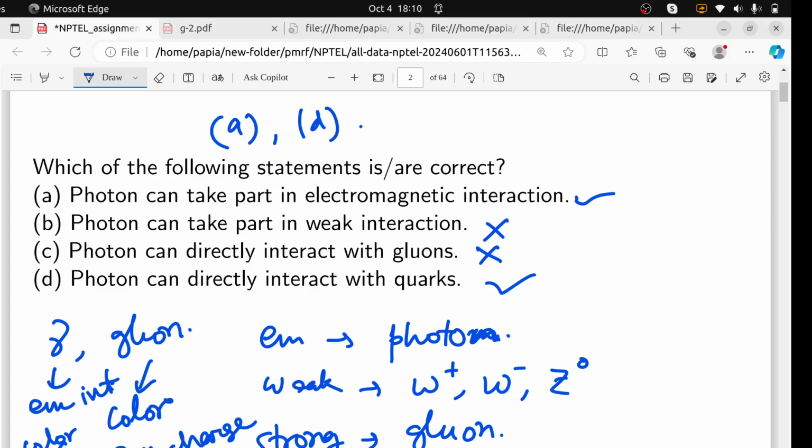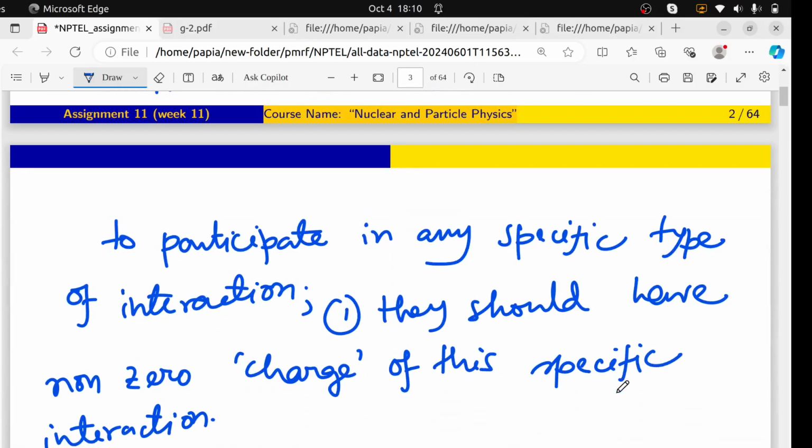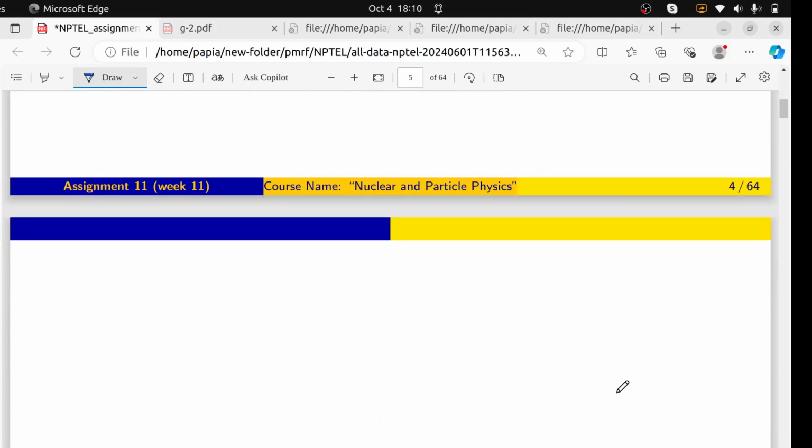Now, can photon take part in weak interaction? No, because photon does not have weak charge, as I already told. We will explain what weak charge is, that is not that problematic. But the first question was about the photon and how it is going to interact in specific different interactions. So we have seen photon can take part in EM interaction, photon cannot take part in weak interaction, photon cannot directly interact with gluons, photon can directly interact with quarks. Okay, very good. So this is about the first question.